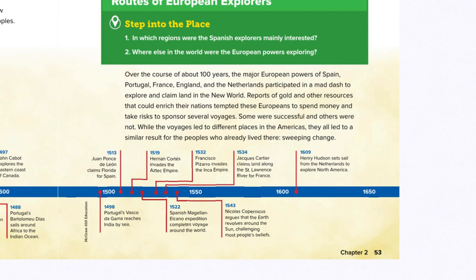Believe it or not, people used to think that the Earth was the middle of the universe and everything rotated around the Earth. Well, Copernicus said, yeah, no, actually the sun is the middle of the solar system and everything goes around the sun. And in fact, we're not even the middle of the universe. We're kind of off to the edge. So that was pretty revolutionary for the time. And here we have in 1609, Henry Hudson sets sail from the Netherlands to explore North America.